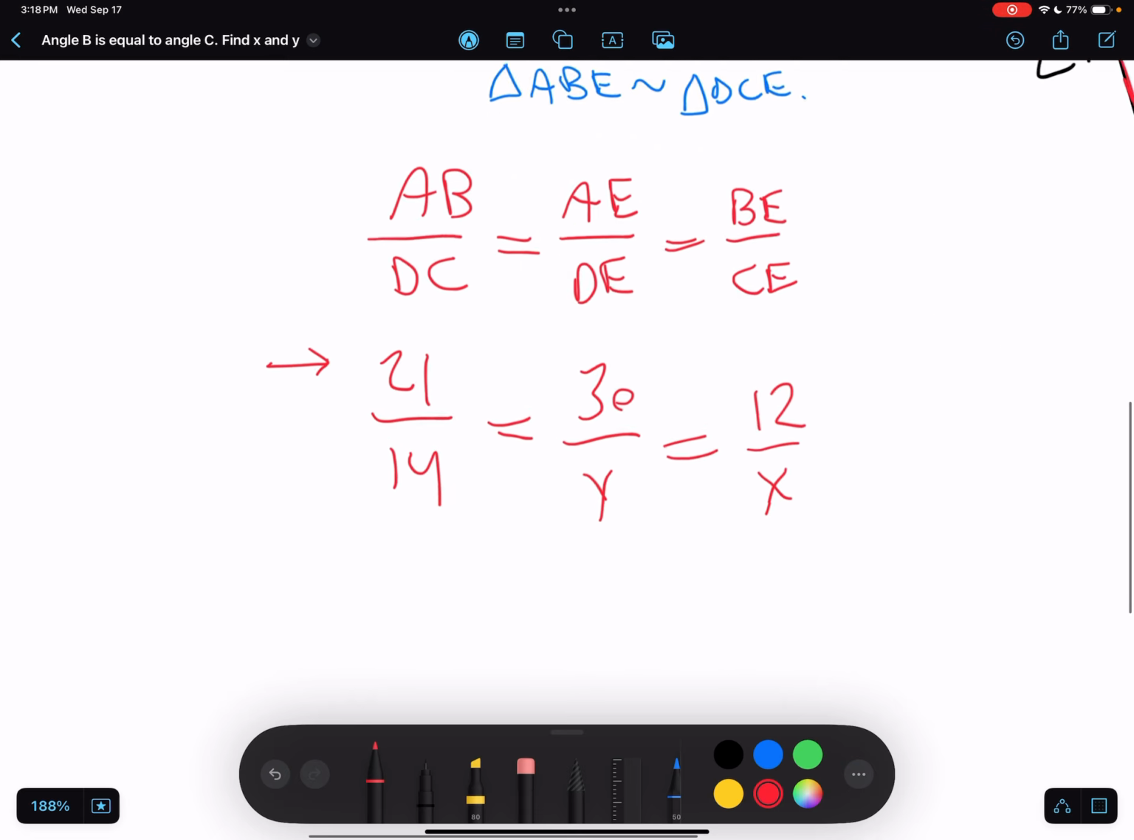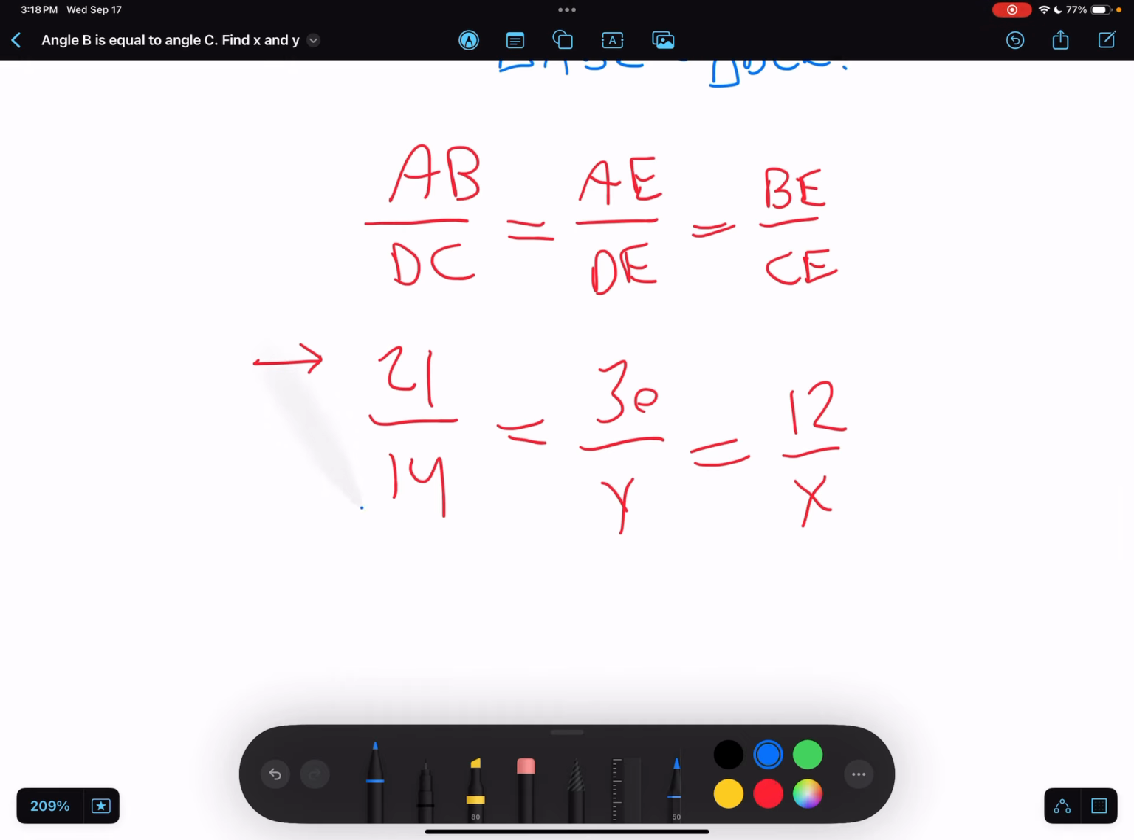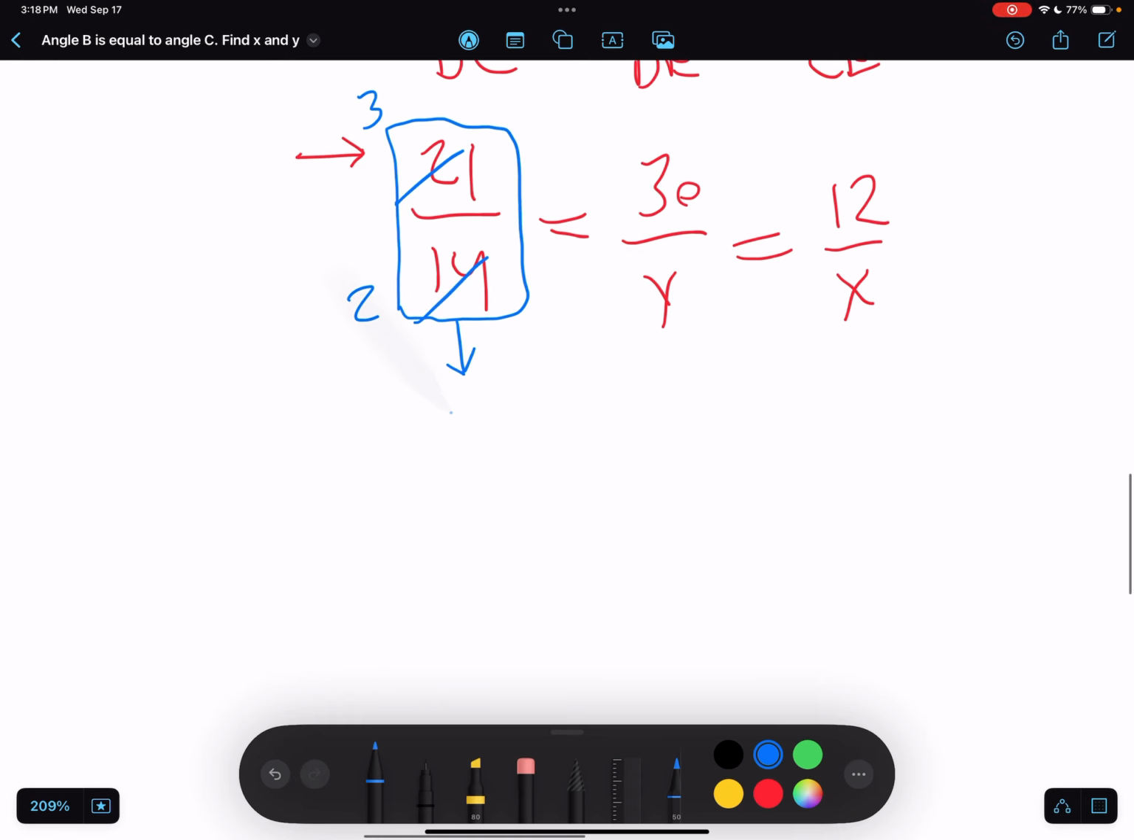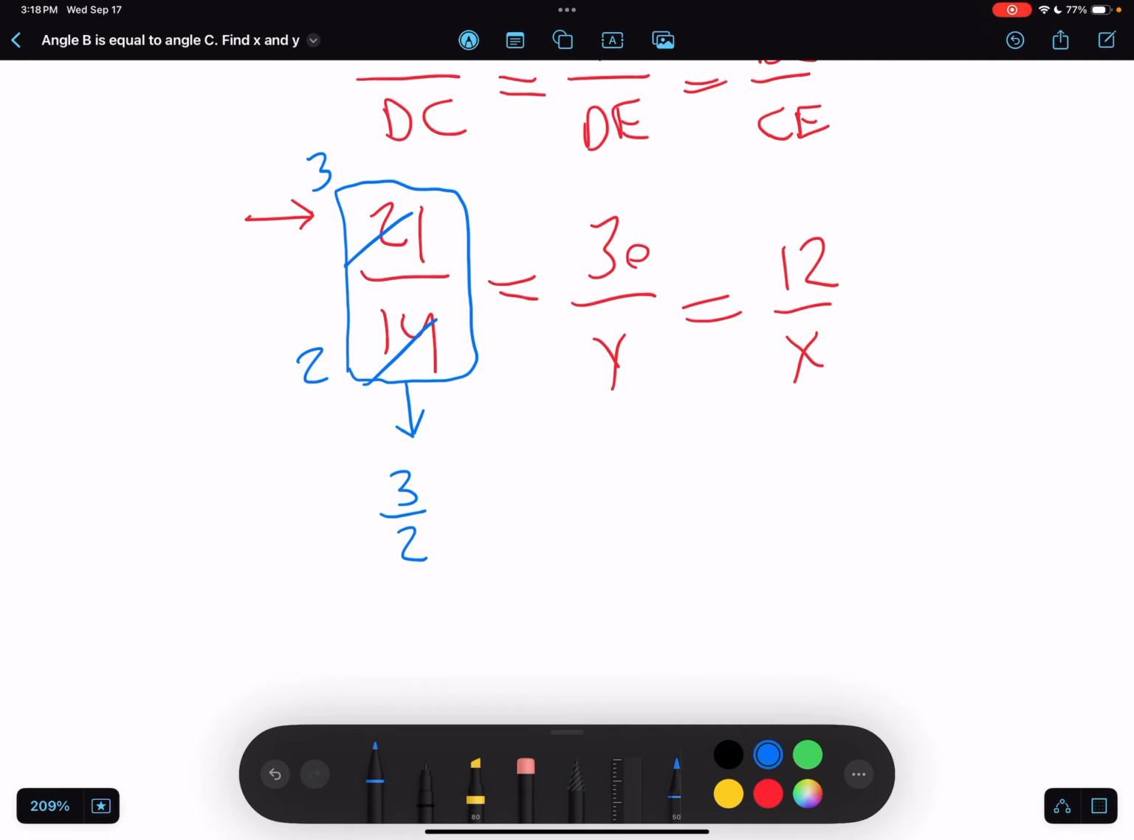So here we can see we've got this ratio right here, or this fraction, 21 over 14. This can simplify, factoring out the 7. We've got 7 times 3, 21. We've got 7 times 2, 14. So this becomes 3 over 2. That is our common ratio here. All three fractions in this equation setup will be able to be simplified down to 3 over 2, the common ratio, which tells us what y and x must be.